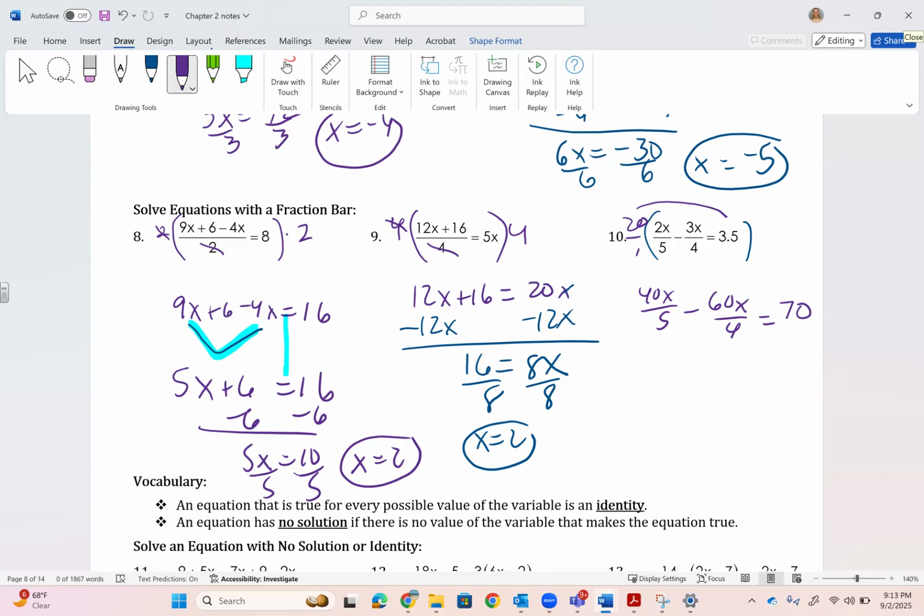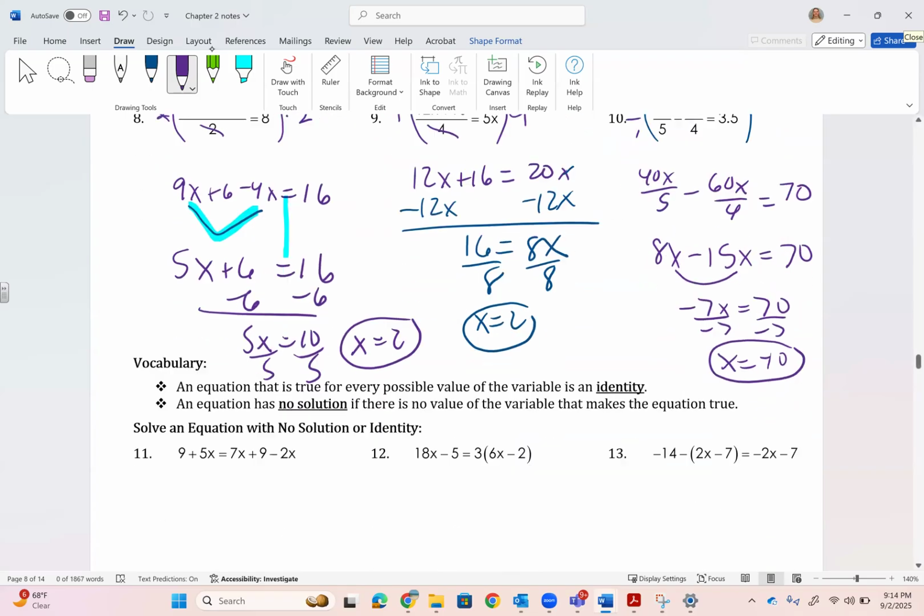And then what we're going to do is reduce those fractions. 40 divided by 5 is 8x. 60 divided by 4 is going to be 15x equals 70. These together make negative 7x equals 70, divided by negative 7. And you can either multiply fractions like how you know to multiply the top, multiply the bottom, and then divide or reduce, or you can use your fraction key if you've got one.